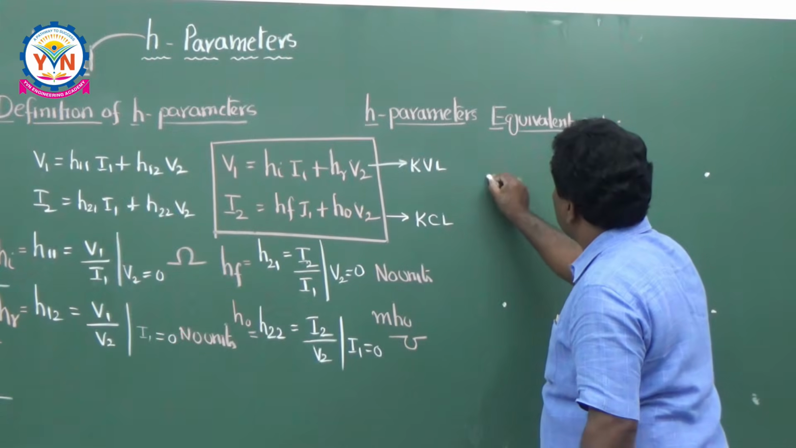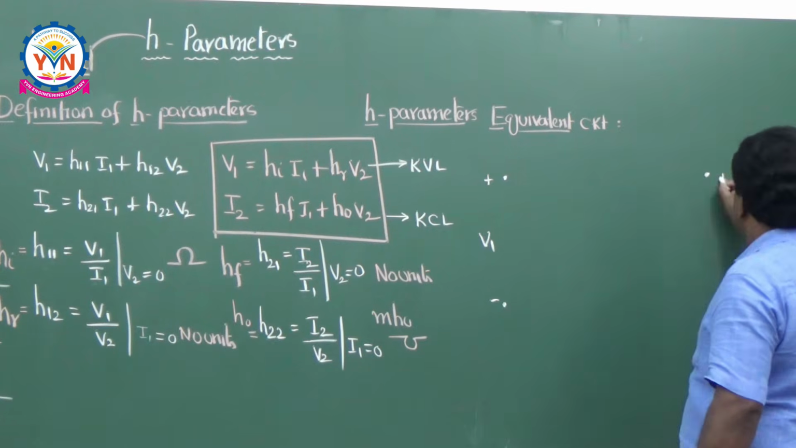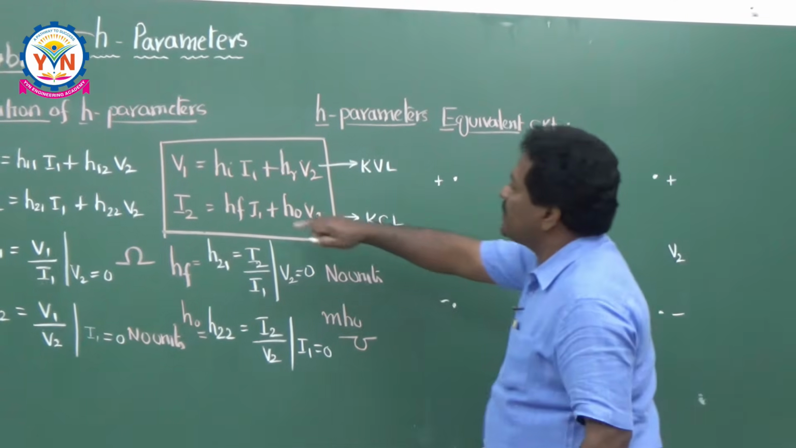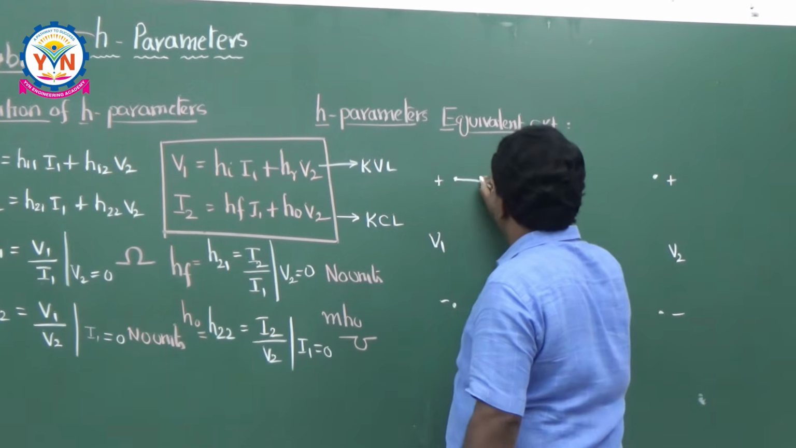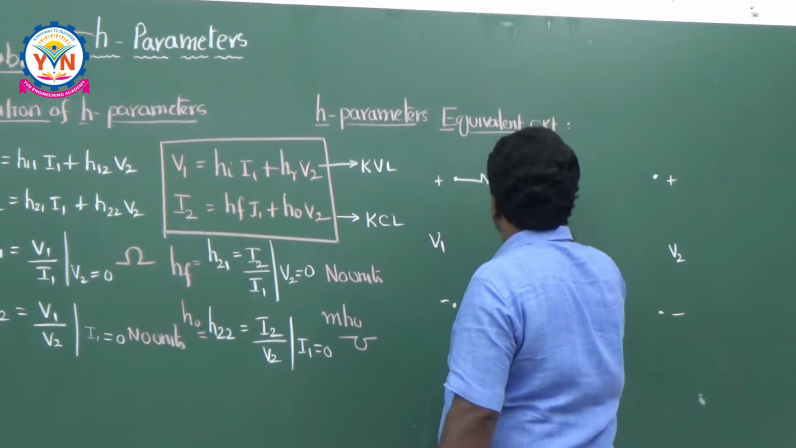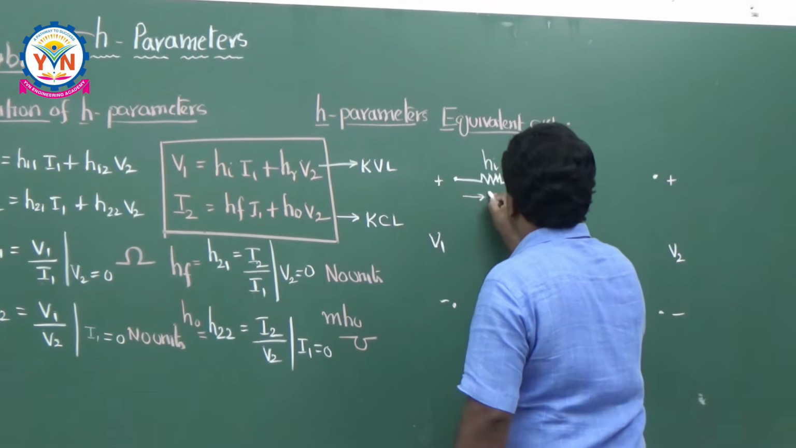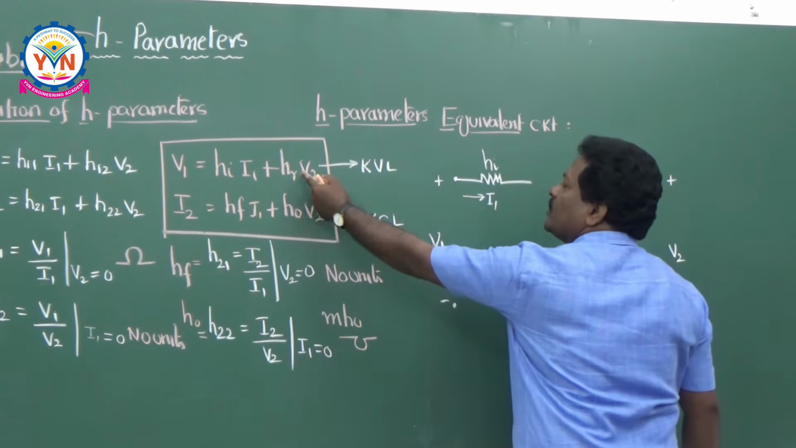So let it be plus and minus. This is V1 and this is V2, output port. So what exactly is it? V1 is equal to HI times I1. This is HI, means it is a resistance. Just now I told you. HI times I1, I1 is the current flowing through this, plus HR times V2. HR has no units, V2.